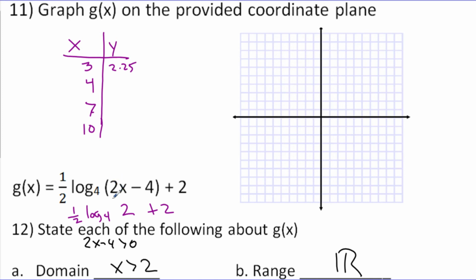When I plug in 4, it's a little bit nicer. I get 8 minus 4, which is 4. Log base 4 of 4 is 1. Half of that is a half. Half plus 2 is 2.5. So now I'm just randomly picking other values.